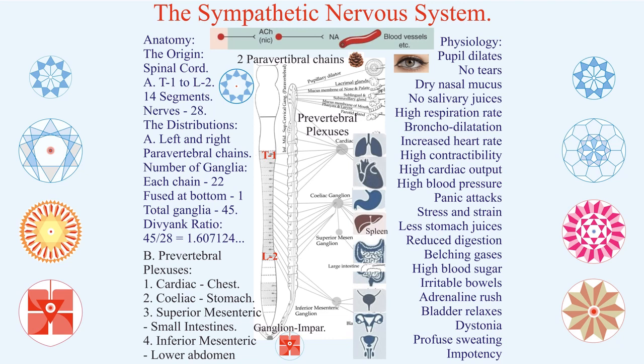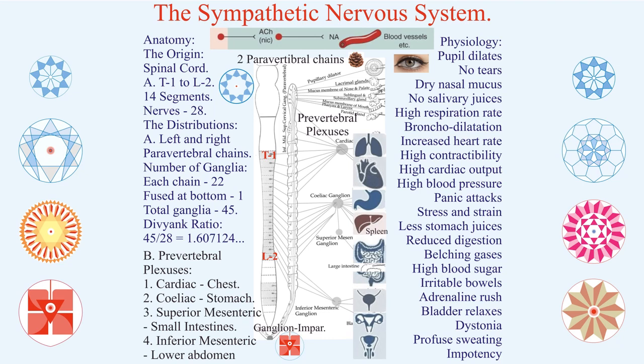Now, physiological functions: pupil dilate, no tears, dry mucous membrane, no saliva, high respiration rate, bronchodilation, increased heart rate, high heart contractility, high cardiac output, high blood pressure, panic attacks, stress and strain. That is as far as the chest is concerned.